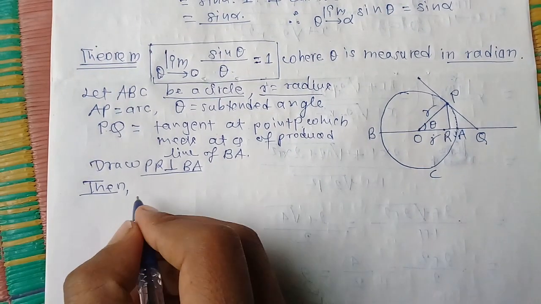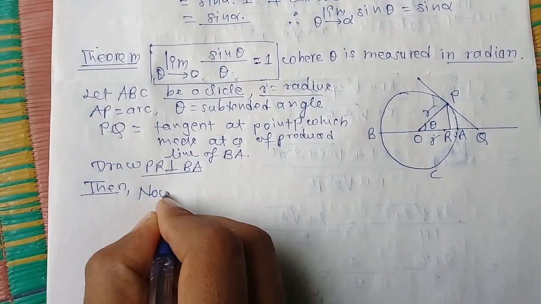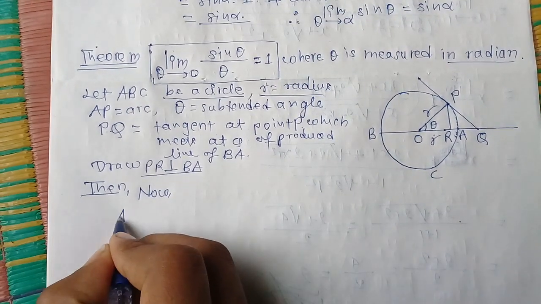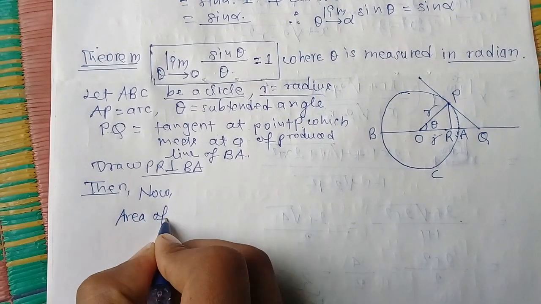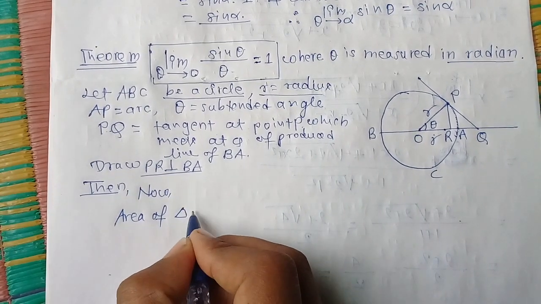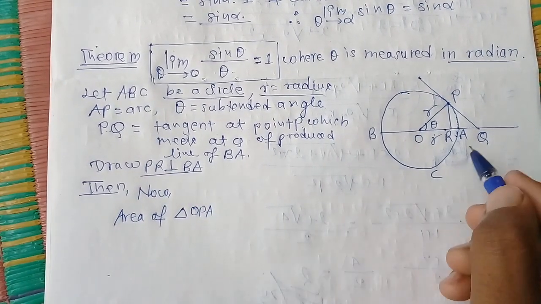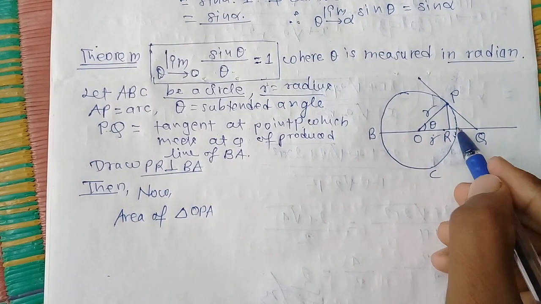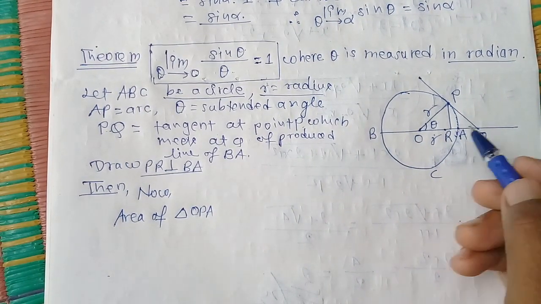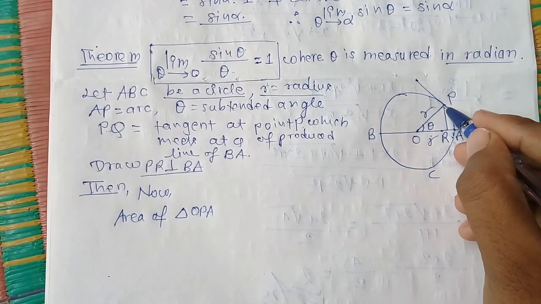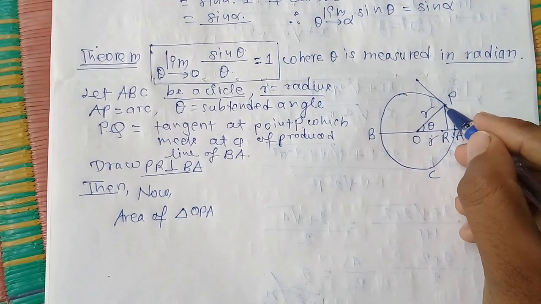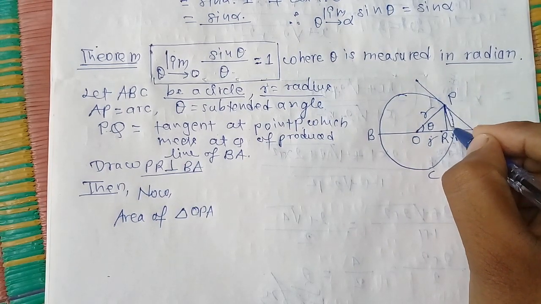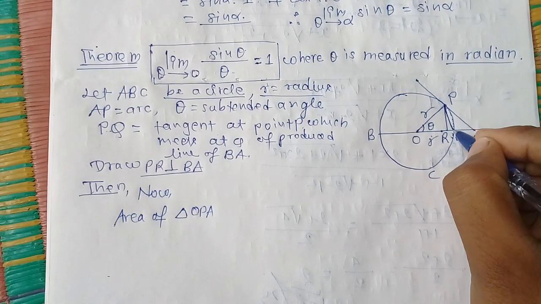यस्तो सिचुएसनमा देन, नाउ के हुन्छ त, what will happen? Area of triangle OPA, that is OP. What triangle, sorry. Here arc is missing. This is the chord.